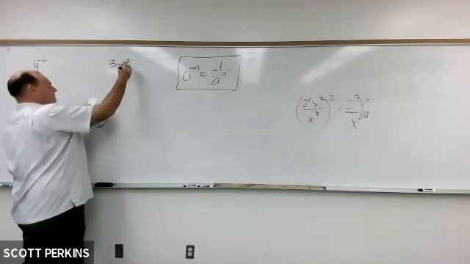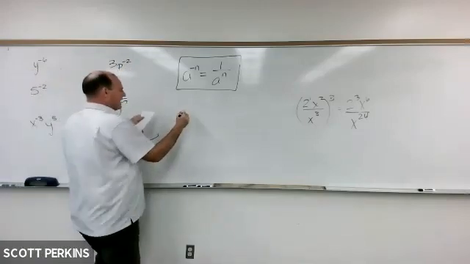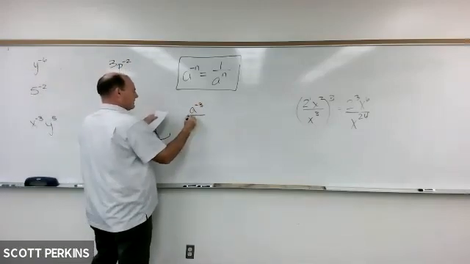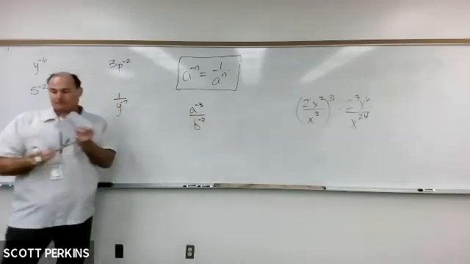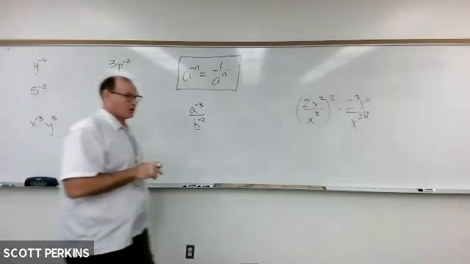3p to the negative 2, 1 over y to the negative 7, and then the last one, a to the negative 3rd over b to the negative 7th. Give you a minute or two to chew on all those.